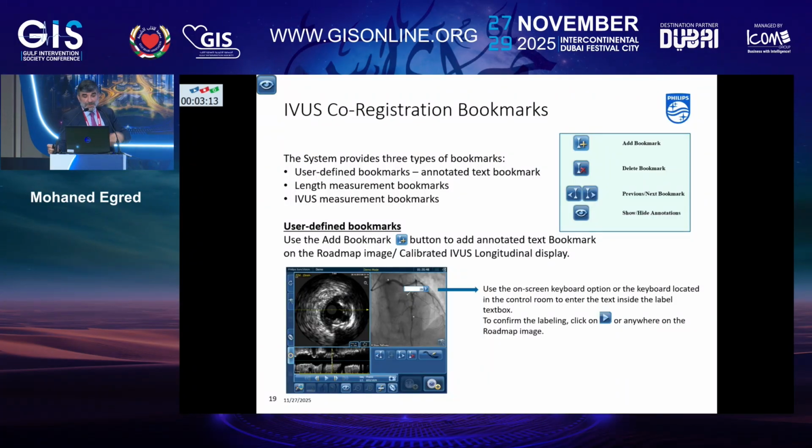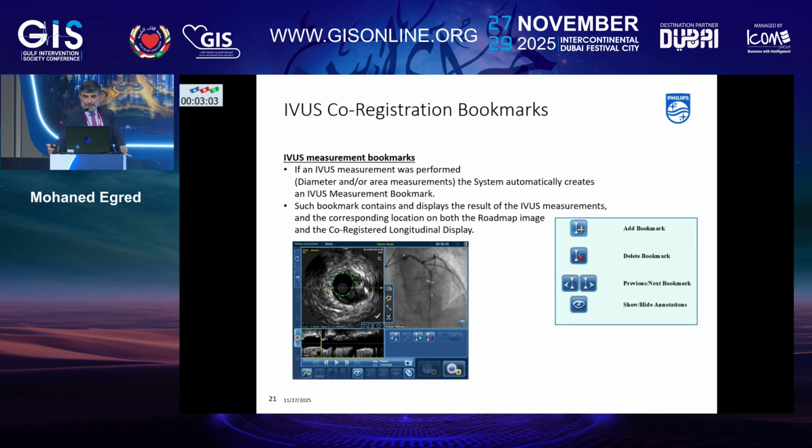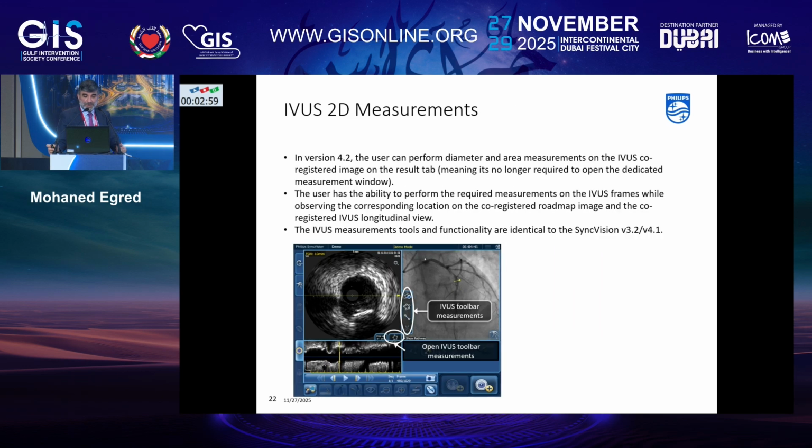So you bookmark it as you want. This is to be able to know exactly what you want to treat. If you have a long segment, multiple areas of disease, then you'll be able to act based on this. And those are bookmarks. You could go back to them to measure, to assess, and so on.